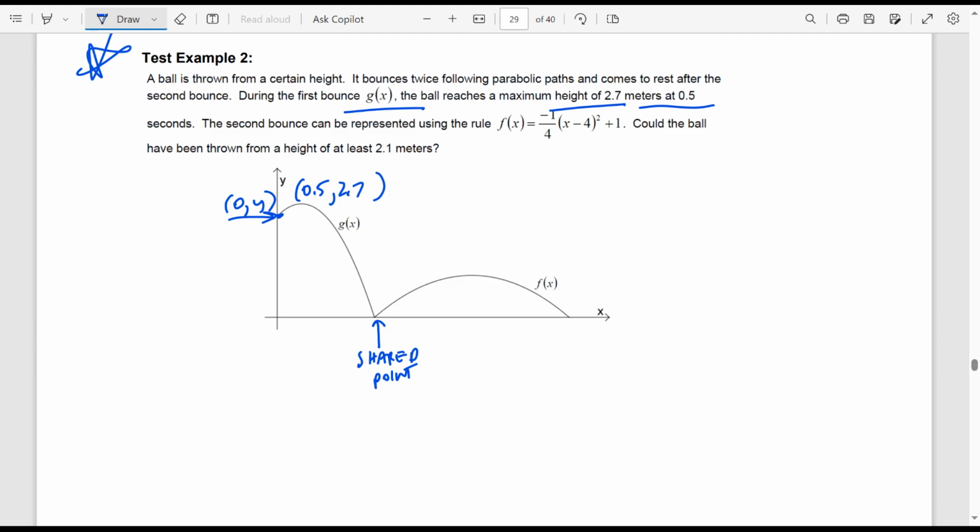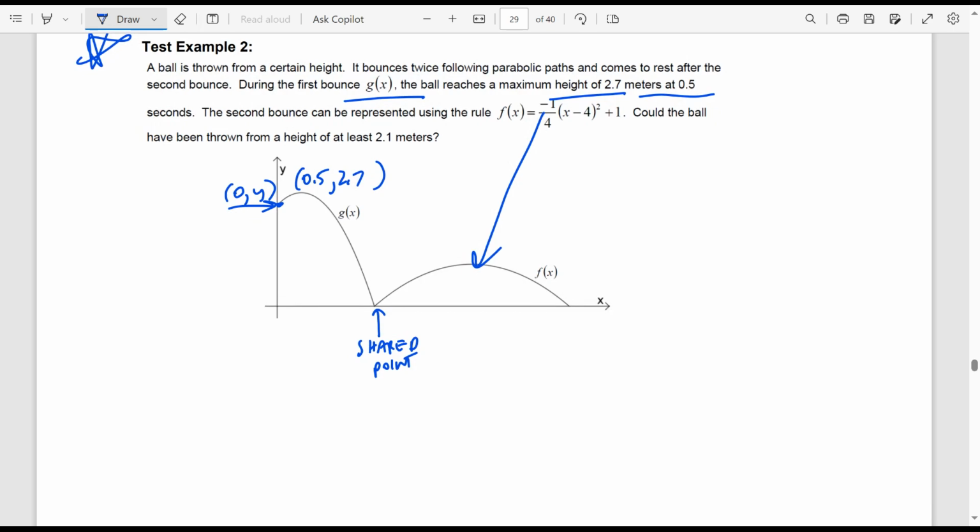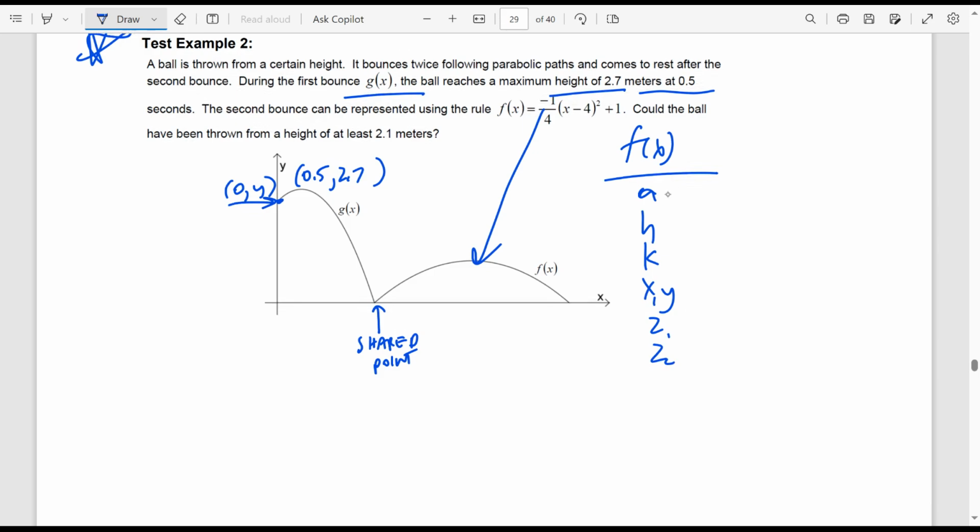So I know those things, and I actually already know the rule for this function here, right? So if I start to list out what it is that I know about f of x, I already have the rule. That's super helpful to me. Okay, so a, h, k, point, z1, z2. I already know the a is negative 0.25. I know the h is positive 4. My k is 1. But I know nothing else about it.